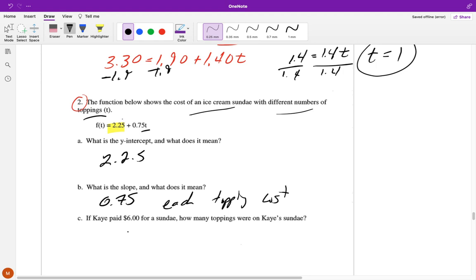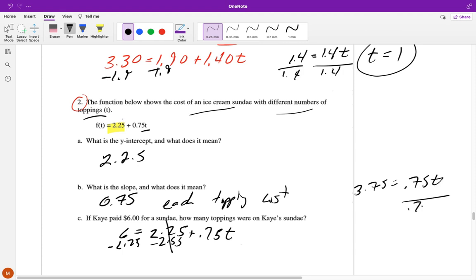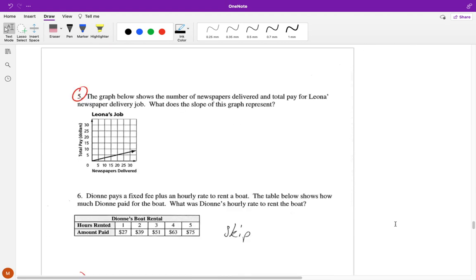And then if they paid $6 for a sundae, how many toppings? Well, 6 is equal to 2.25 plus 0.75T. We do 6 minus 2.25, subtracting 2.25 from both sides, which gives me 3.75. This is solving a basic equation. So 3.75 is equal to 0.75T. We divide each side by 0.75, and we see that T was equal to 5. So that means they must have got 5 toppings on that sundae.